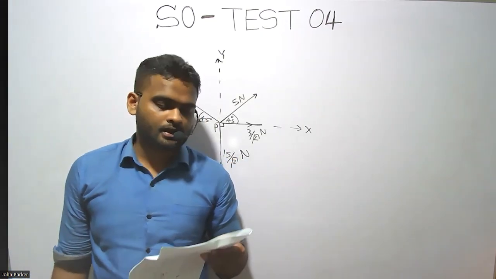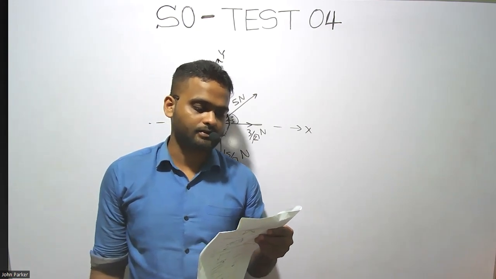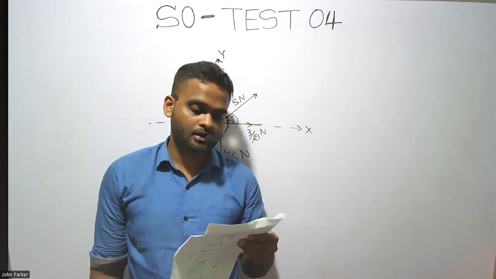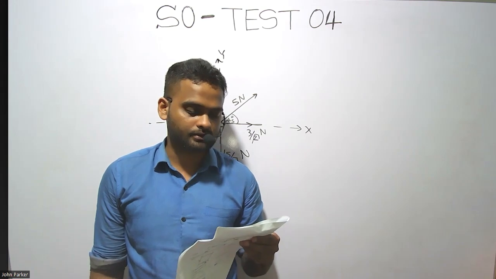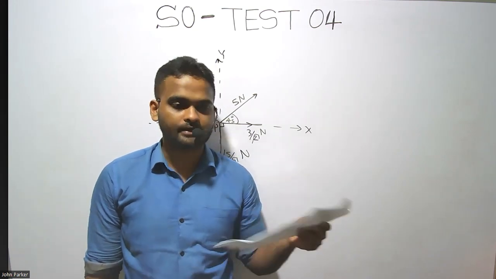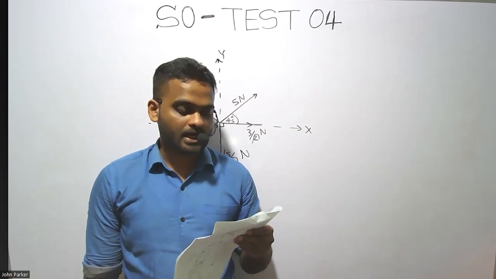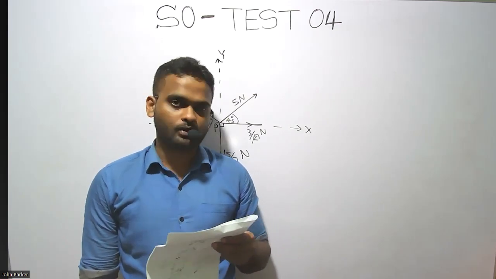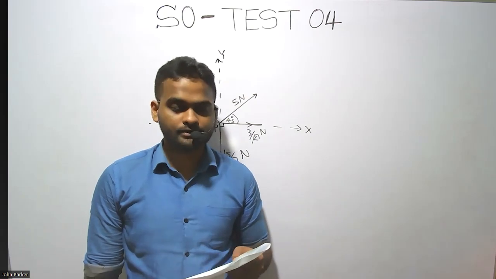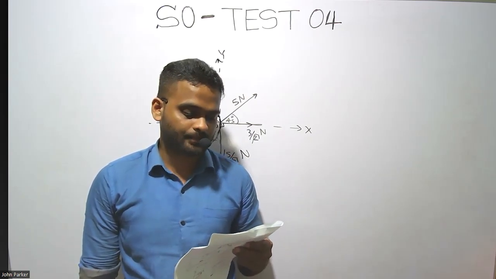12th question. A particle P at rest is applied 4 coplanar forces as shown by the image. So initially the particle is at rest, right? Then those forces are applied. So the particle will move towards the resultant of all these forces. So you have to find the resultant of these forces.